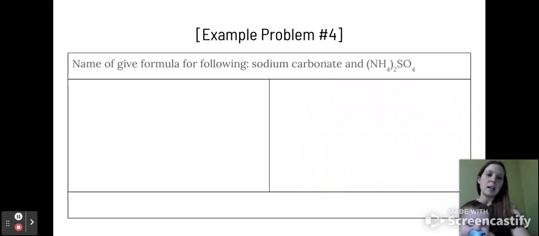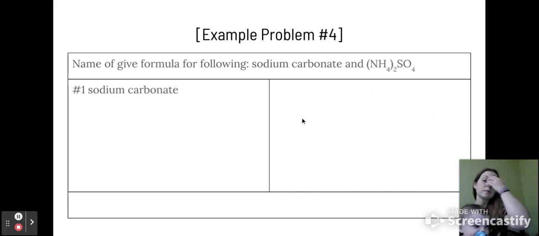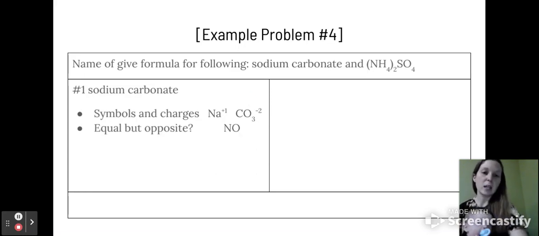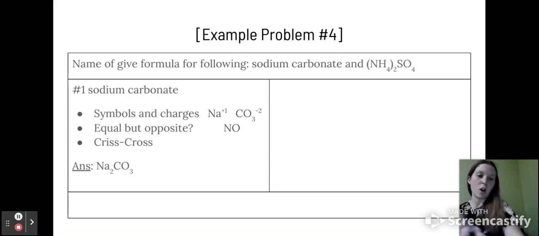So this is (NH4)2SO4. Oh, and sodium carbonate, sorry. So we're going to do sodium carbonate first. We write the symbols and the charges. So we've got Na +1 and CO3 -2, which we got from the reference packet. They are not equal but opposite, so we're going to crisscross those charges. And our formula comes out to Na2CO3. Remember that 3 was already on the polyatomic, so we do not need parentheses for that.